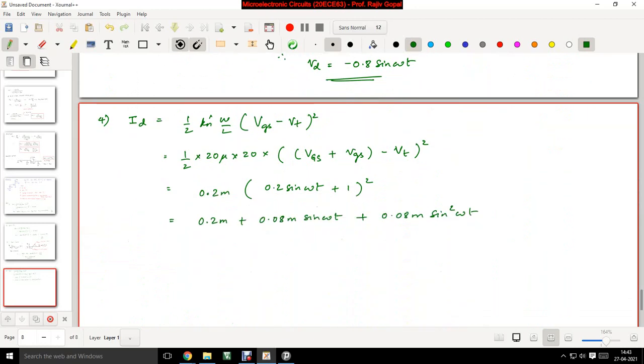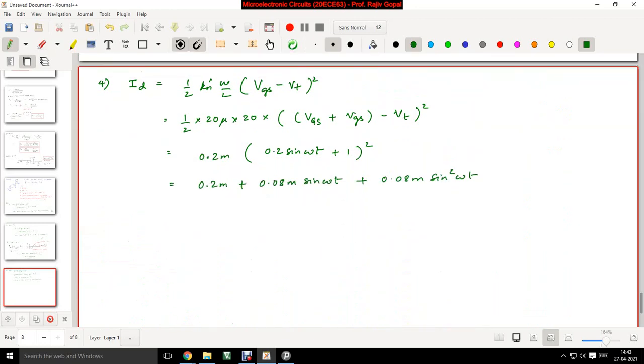Second harmonic means, if you take any frequency, it has various harmonics, right? One is the natural frequency omega, then along with that you will have 2 omega, 3 omega, 4 omega and so on. Here you have sin square term. It is still omega, so you convert it to 2 omega term. So you have to use some trigonometry here. Convert to 2 omega term.